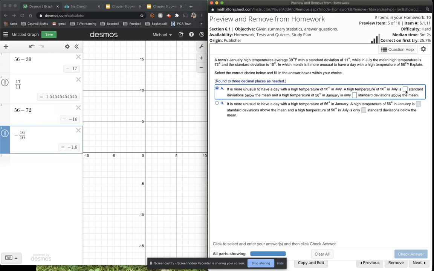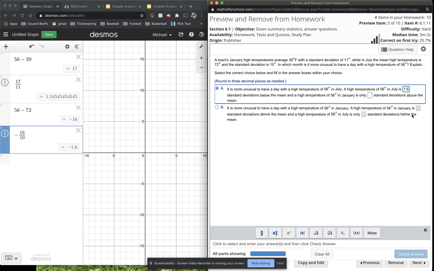A high temperature of 56 degrees in July is 1.6, okay? 1.6 standard deviations below the mean. Notice I did not type in negative 1.6 because the word below here implies that it's negative. So a high temperature of 56 degrees in July is 1.6 standard deviations below the mean.